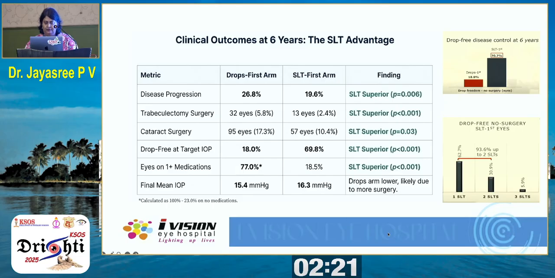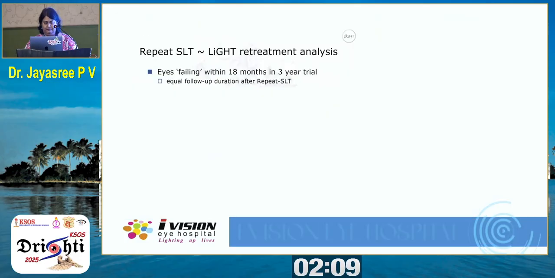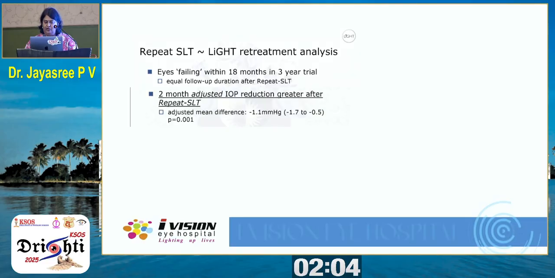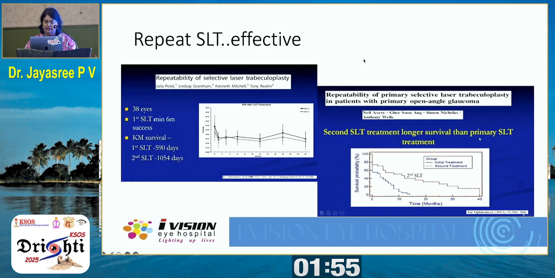So again, this is the comparison between the two eyes. The most important thing was that progression was less with the SLT group, even for the same IOP that was reached. So does repeat SLT help if the patient has higher IOP or the target IOP is not reached? Does the repetition of SLT help? Definitely, repeat SLT helps even if it is a late failure or early failure. And not only this study has shown it, the previous studies of repeat SLT have shown effectiveness of the procedure.